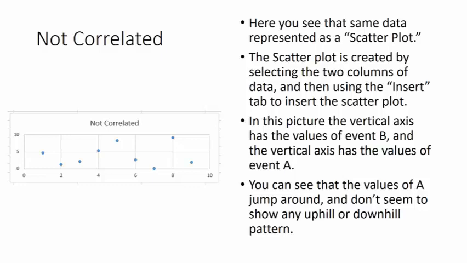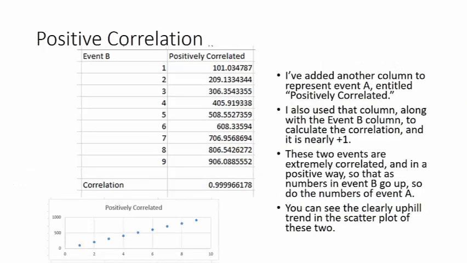So that's typical of two different events that are just not correlated. Two different random variables that do not have a correlation with each other look kind of random and scrambled. Let's take a look at a positive correlation.